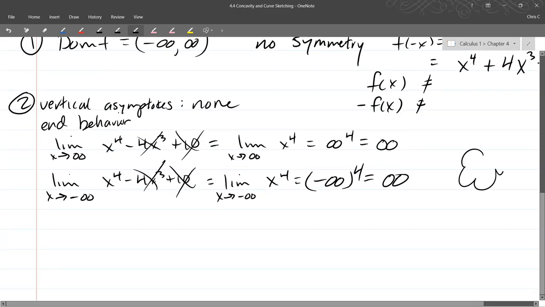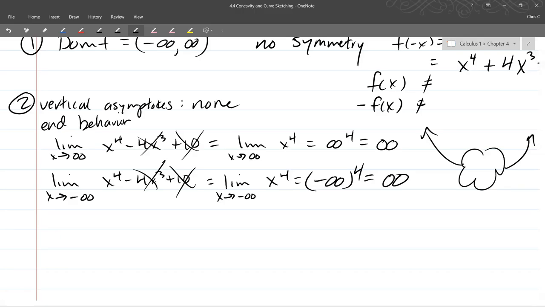So you can draw this out with a cloud. Either way, you're going up to infinity on both sides. When I go to the right, I go to positive infinity. When I go to the left, I also go to positive infinity.